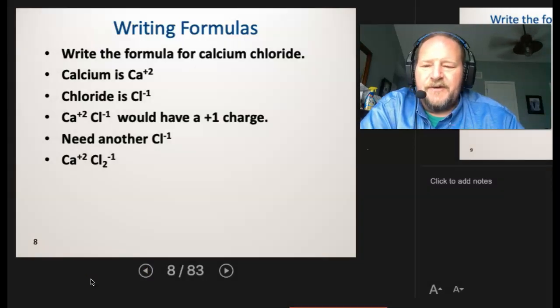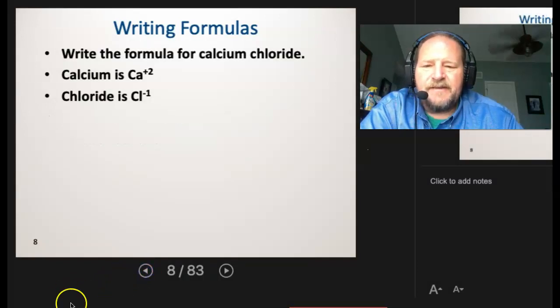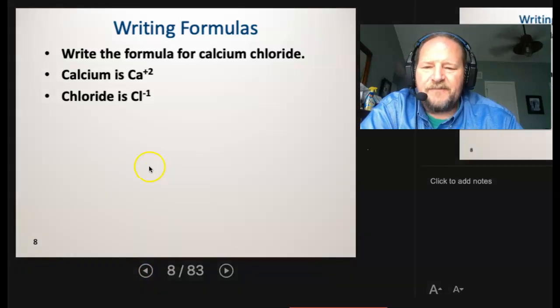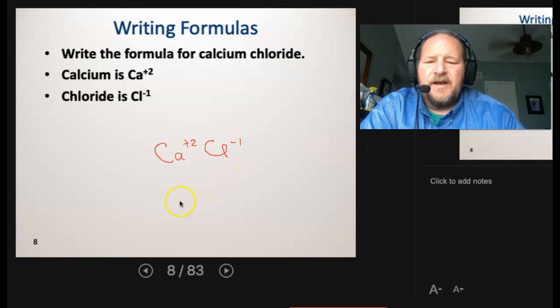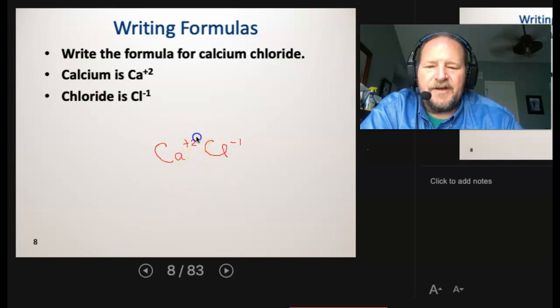Now, if I want to do it by crisscross method, all I have to do is back up a little bit to there. And what I'm going to do now is I'd simply write the formula as it is. So we'll have Ca plus 2, Cl minus 1. And now for the crisscross method, I'm going to ignore the signs.